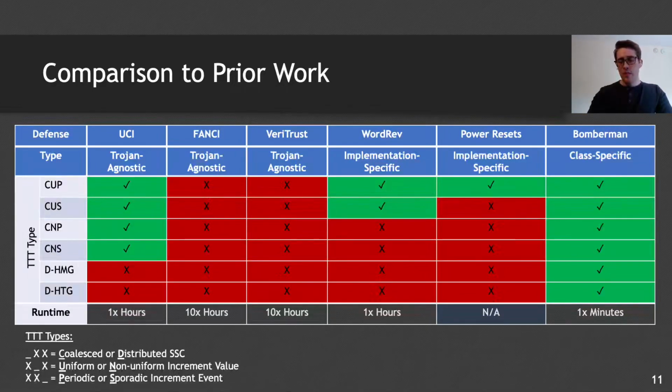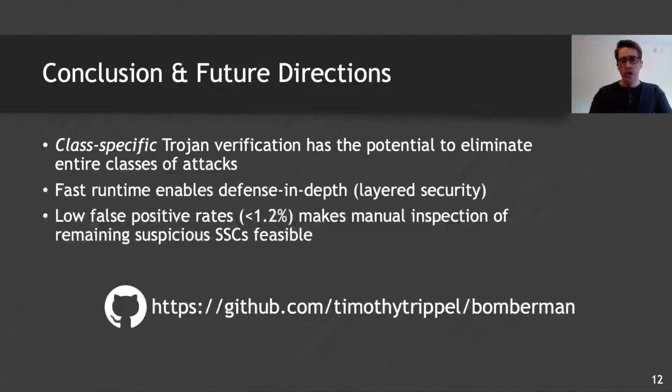While it may seem that the defenses like Fancy and Veritrust are futile, I would argue that they are not. Rather, they are very useful in a layered security manner, since the runtime for all of these approaches, including the Bomberman approach, are very low as well. Remember that while they may not completely defeat all TTTs we define, they can defeat some database Trojans that Bomberman cannot. In conclusion, Bomberman demonstrates the power of class-specific Trojan verification by eliminating the threat of TTTs.